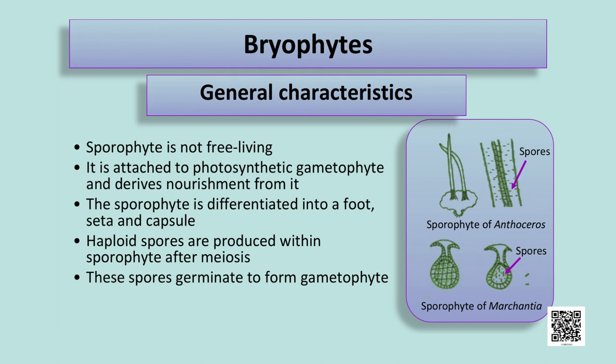Within sporophyte, some special cells of capsule undergo meiosis and produce haploid spores. The sporophyte dies when they dry out and spores are liberated. These spores, when germinate, develop into a new gametophyte. These are the common features of all the bryophytes. Now, we will discuss some unique features of liverworts and mosses separately.